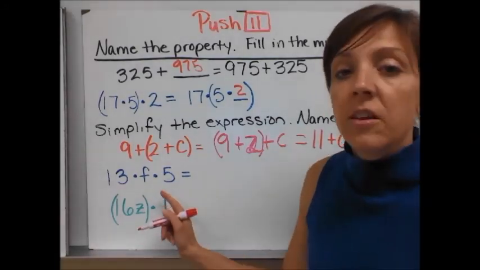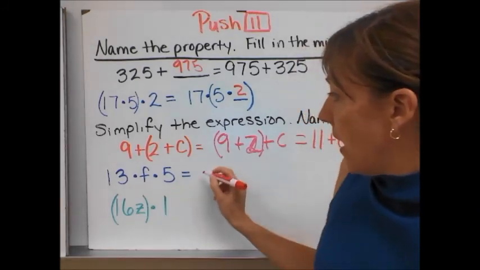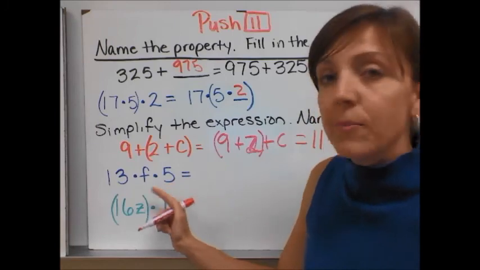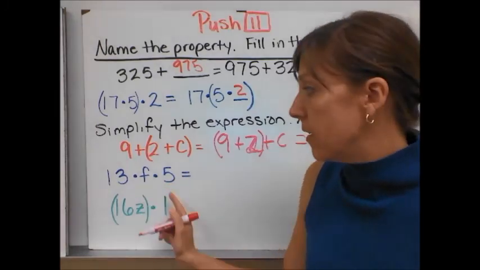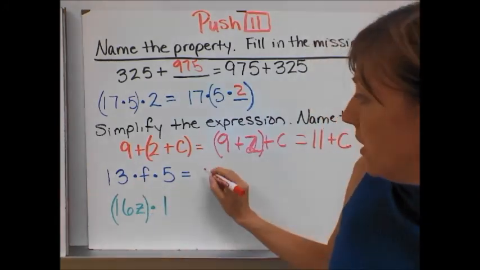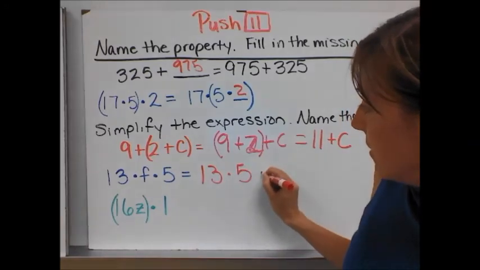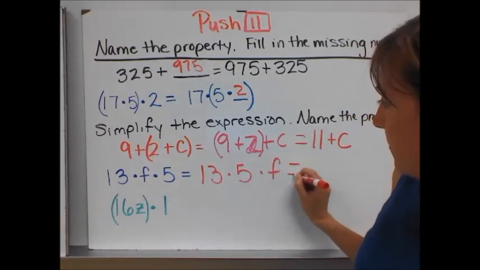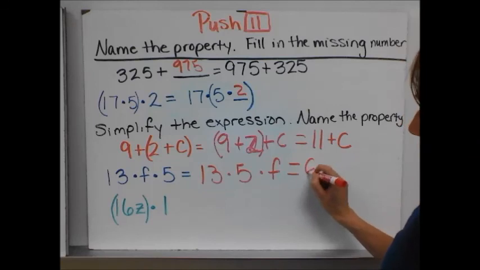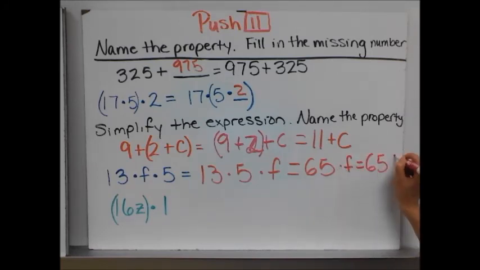So now I have 13 times f times 5. Now I'm going to switch my numbers around, and this is going to be commutative property, because switching my numbers around is going to help me better multiply these numbers. So I'm going to say 13 times 5 times f. I know 13 times 5 is 65, and then times f is just 65f.